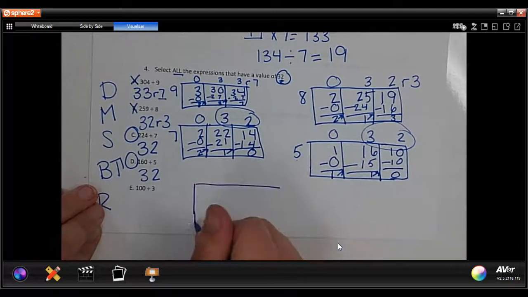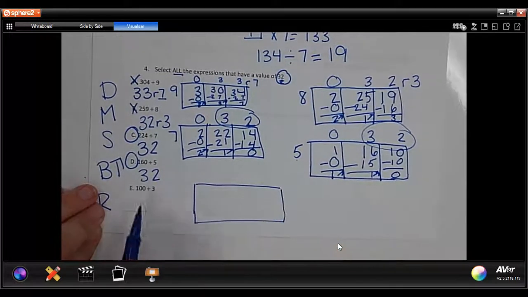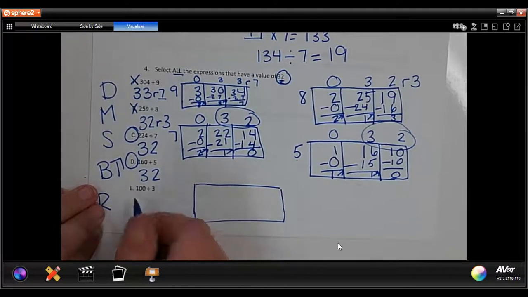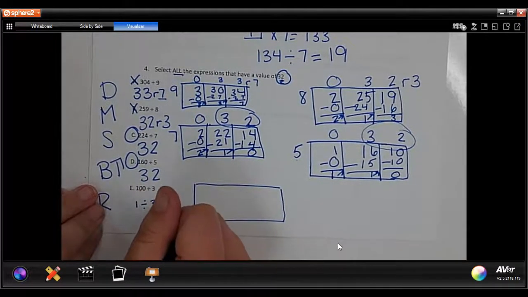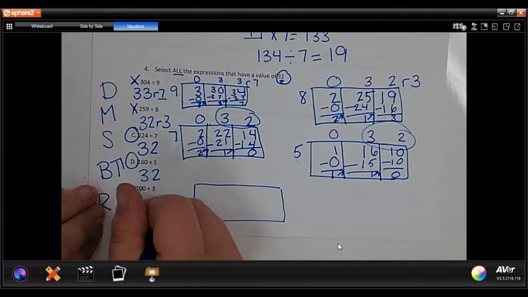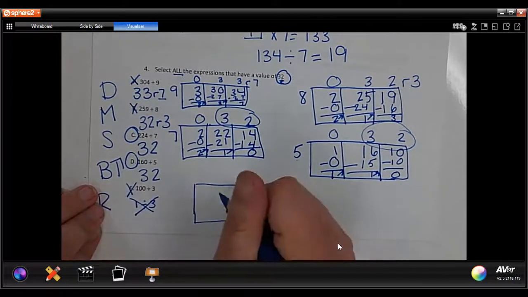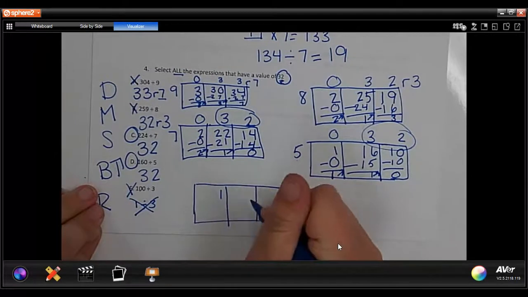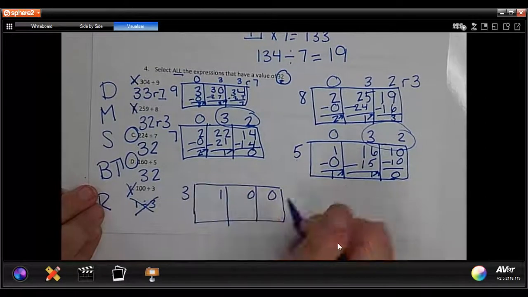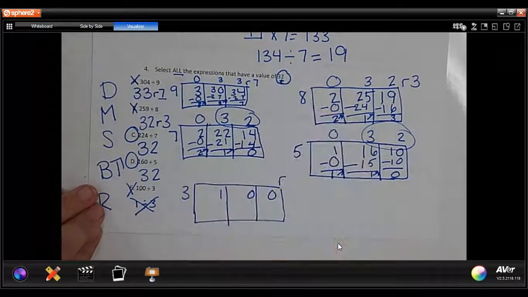We could still use the box method to solve this one, but I know that the rule for divisibility by 3 is that if I add up the sum of the digits, it has to be divisible by 3. But 1 plus 0 gives me 1, and 1 is not divisible by 3. So I know this already is not going to be the right answer. Just to check it and show you, if you wanted to do the box method, you would get something with a remainder, so it's definitely not going to be 32.